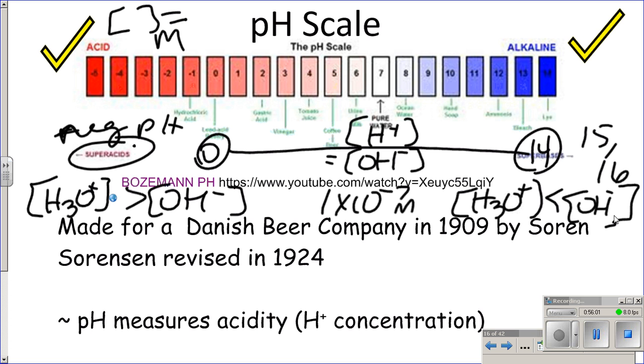So over here, what would hydronium be? If hydronium is less than hydroxide, what could hydronium be? So 1 times 10 to the negative 9th, negative 10th, right? And hydroxide would be like 1 times 10 to the negative 4th, which is a bigger number. So you'll see some qualitative comparisons with these hydroxides and hydroniums.